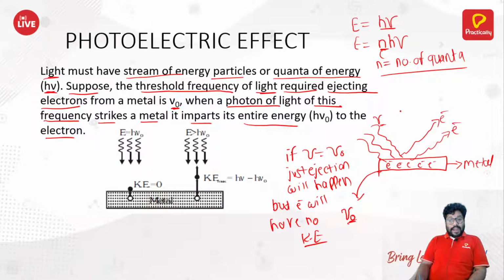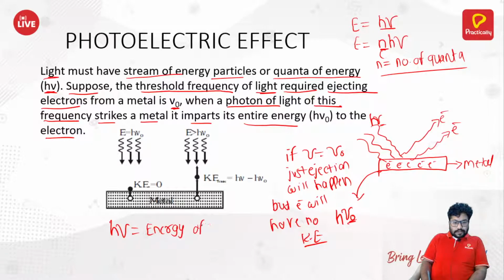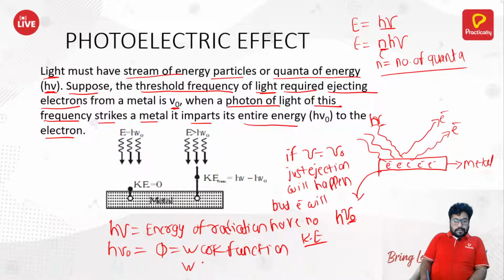Frequency. Frequency is equal to what? Energy. Let's suppose it has energy h nu. H is constant, right? H will be associated with the nu also. So h nu is what? H nu is equal to the energy of radiation, because nu is the frequency. And h nu zero is the work function, or I would rather call it the work potential.